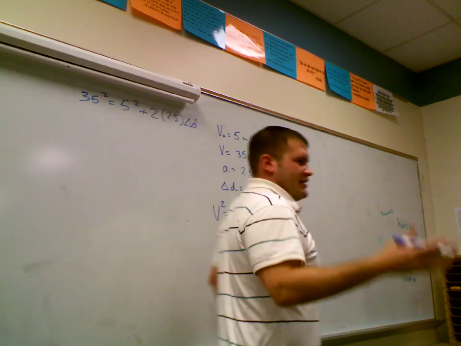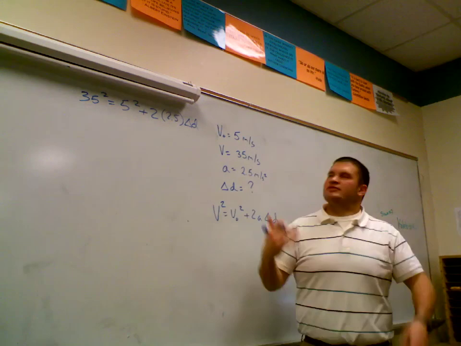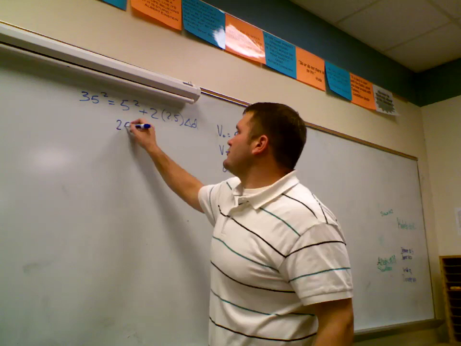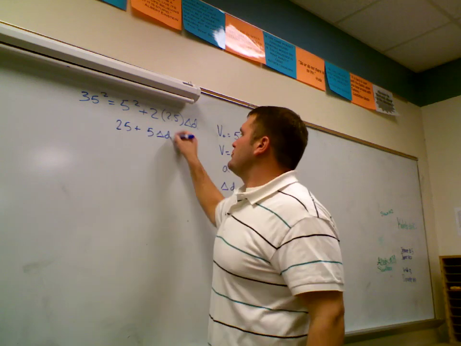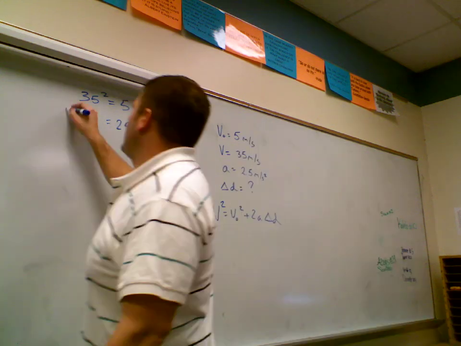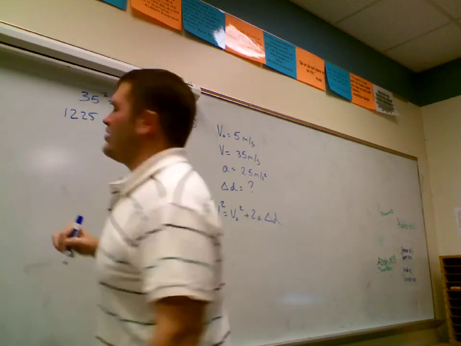You know, this time I'll do the right side, since I did the left side last time. You guys do the left side. So 5 squared, I know that's 25, plus 2 times 2.5 delta d. Everybody have the left side worked out? It's 1,225. Nice job, guys. Thank you, Kyle.